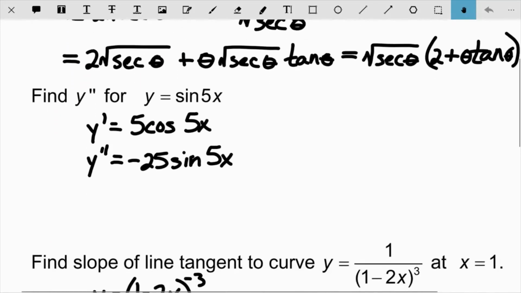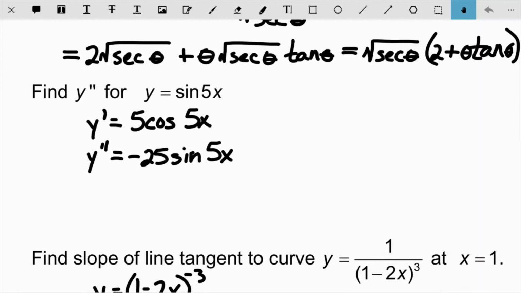All right, this one's just y double prime, the second derivative. We've seen that notation before. Just notice that the chain rule comes into play on both of those when you take the derivative.